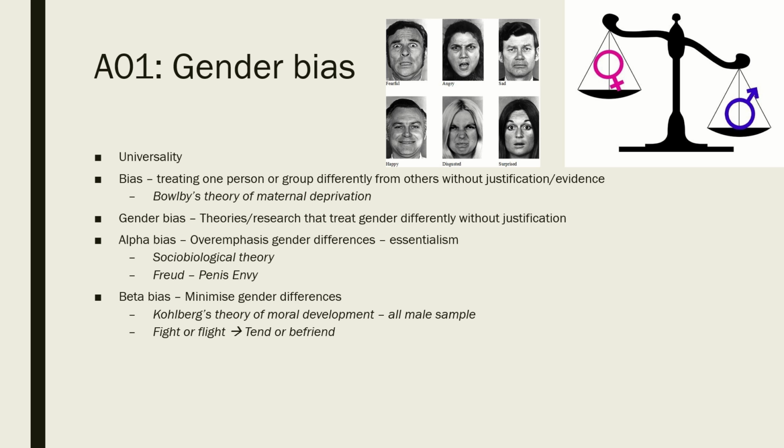So alpha bias and beta bias, neither is good. You shouldn't overemphasize or assume that gender differences exist, or you shouldn't ignore them and minimize them and assume that findings found on men can just be applied to women. We should do true research that looks at that.